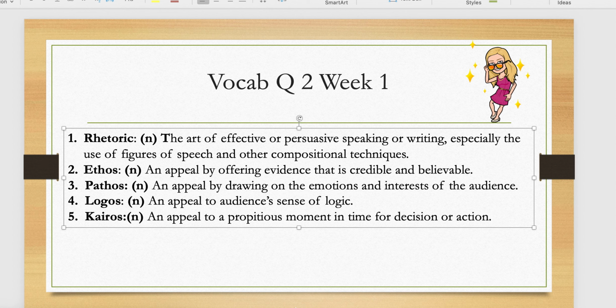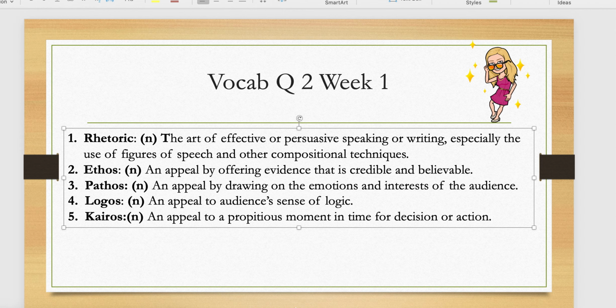Hello, students. I want to go over this week's vocab words. We are now in quarter two. We're in the first week of the second quarter, which is the second 9 weeks. Okay, so in Q2, week 1, our vocab words are the same words that we looked at in week 8 as we began working with the rhetorical appeals in our Julius Caesar funeral speeches.